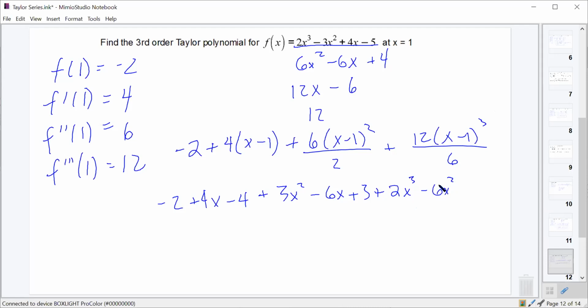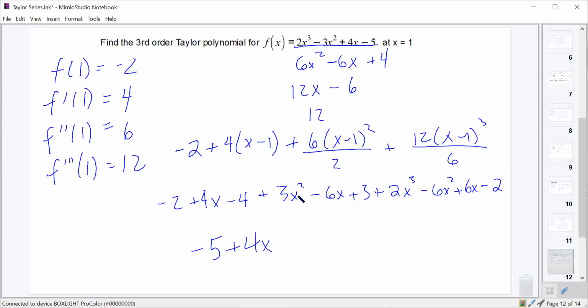And then it should be plus 3x, so that'll become a plus 6x when we multiply by the 2. And then a minus 1 at the end, which when we multiply by 2 should become a minus 2. And let's look at our constants. Negative 2 minus 4 is negative 6. Plus 3 is negative 3 minus 2 is negative 5. That seems good. We got a 4x minus a 6x, that's negative 2x, plus another 6x, that's a plus 4x.